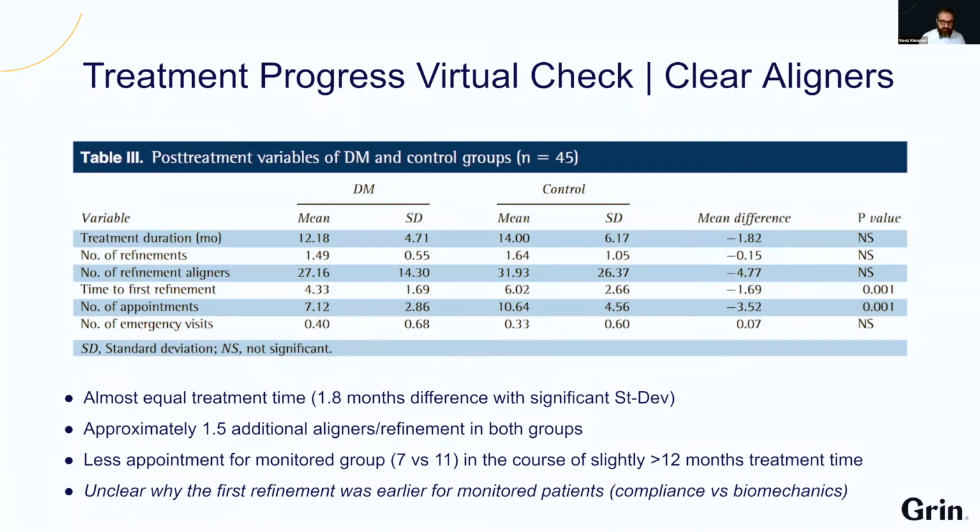So you've got to be careful about what actually generated this data, and can we get some information out of it? The other part that I could not find any information about is that the group that did virtual check or virtual monitoring did the refinement earlier. So the question it raises is: was that because they picked up poor biomechanics faster, or was it the compliance of the patient that was identified faster, so they got their course back together and moved forward? It's very important to look at these data and analyze them correctly to see if we can get any conclusion out of it, right?